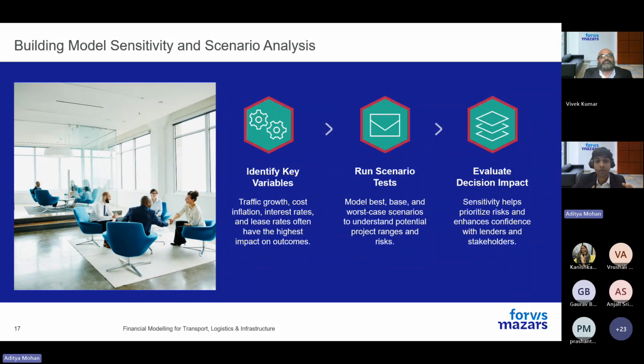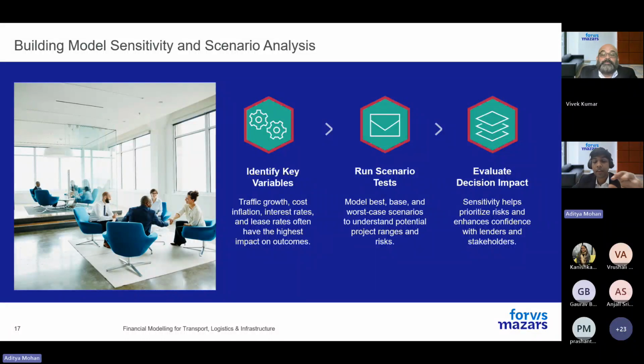Now, once you have these drivers, then you would run them through scenario tests. You would build your base case, best case, and worst case. So let's say you're making a financial model for a port terminal. You can take your base case to have, let's say, around 6% cargo growth, best case to have 9% cargo growth, and worst would be 3% cargo growth. And then you would toggle between these to see the impact that it has on the IRR, DSCR, and NPV.